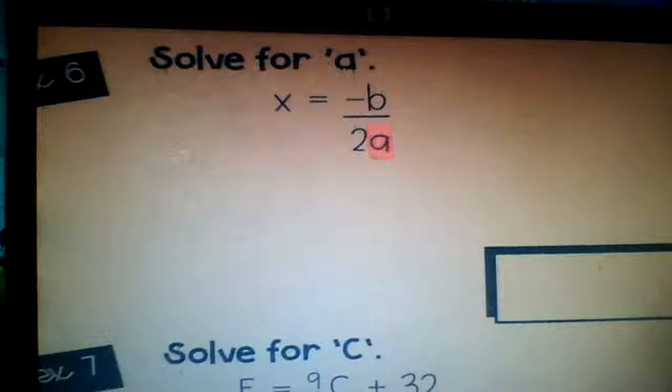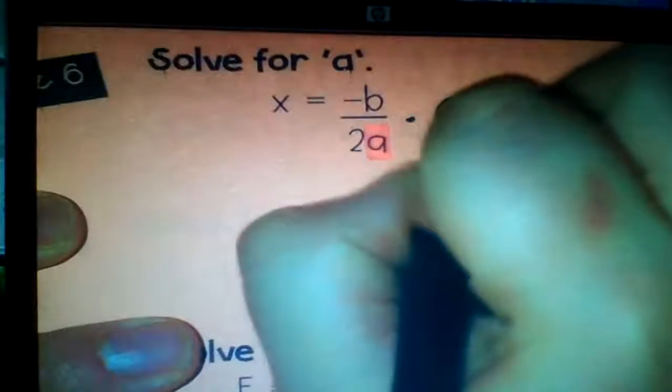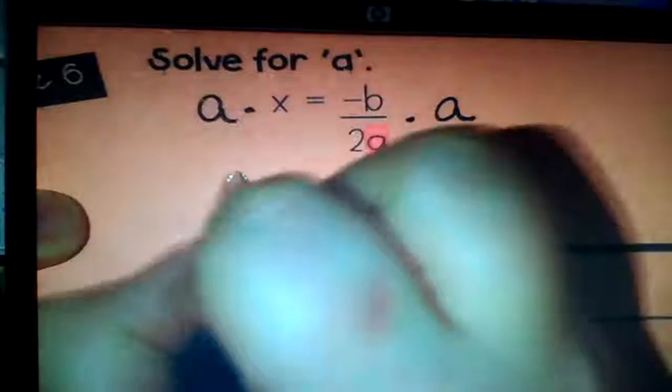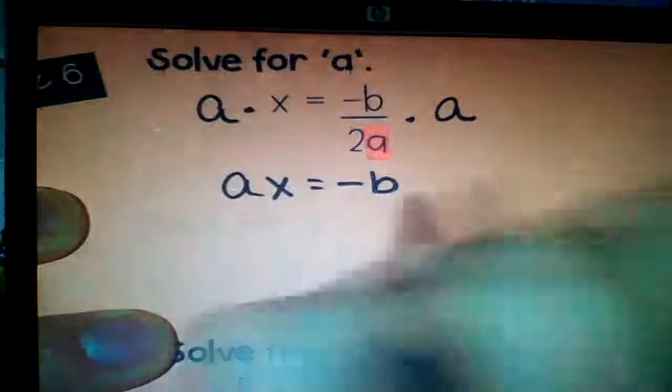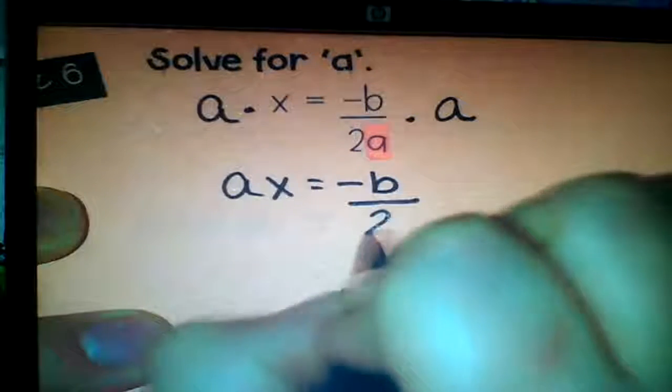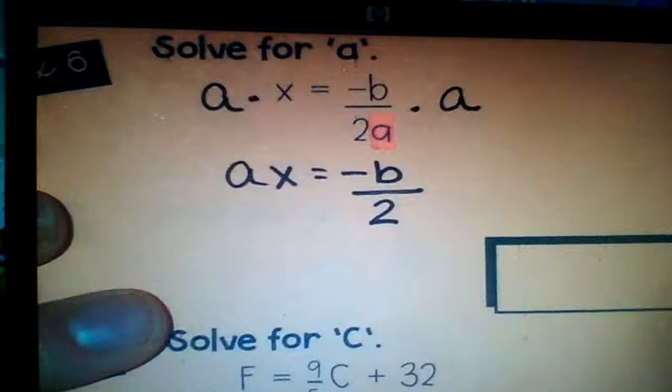Okay, so you can take the same approach here. I need to get that a out of the bottom before I can solve for it. So I need to multiply both sides by a. So ax equals negative b divided by 2. And you have to divide both sides by x.